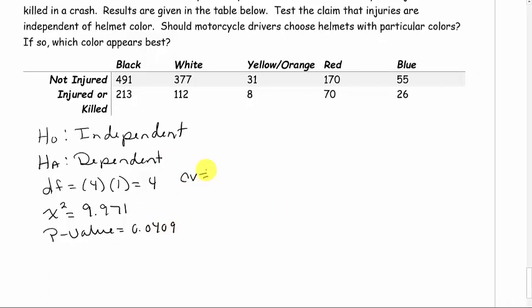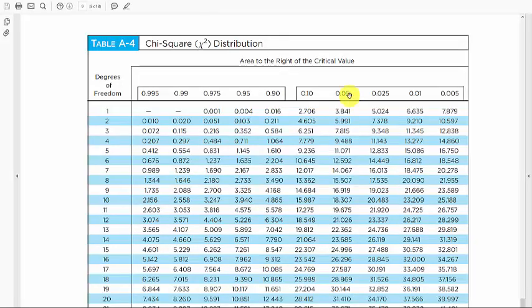The critical value, so we have 4 degrees of freedom. It doesn't state a significance level, so we'll assume a significance level of 0.05. Here's the row or the column in the table for 0.05, and we had 4 degrees of freedom, so that gives us a critical value of 9.488.